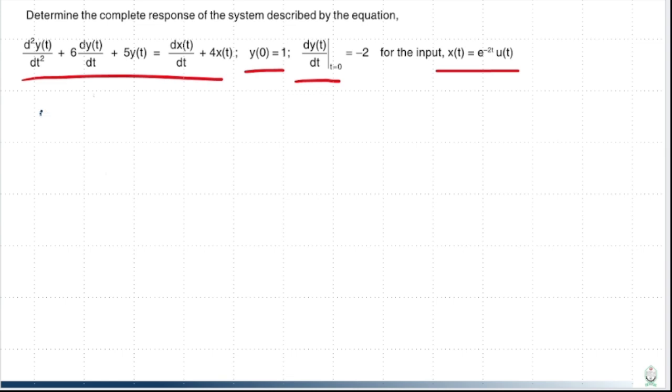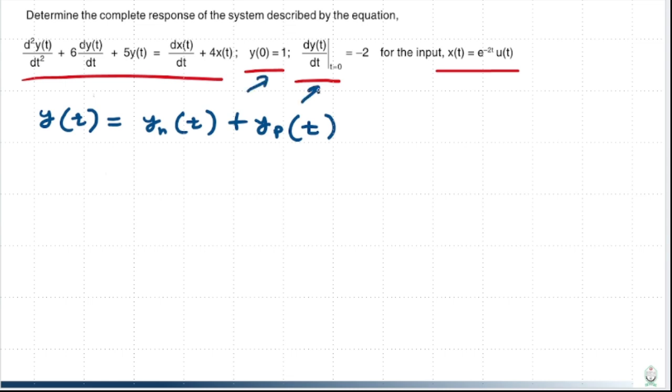That means we are asked to calculate the total response. If you remember, the total response, y(t), will have two parts. One is the homogeneous solution, and another one is the particular solution. So we need to calculate both the solutions and then plug them together, and after that we will have the total response. From that total response, using these initial conditions, we will eventually find the actual response of this system. Okay. So following the steps that we have learned so far, how to solve these differential equations, let us begin.